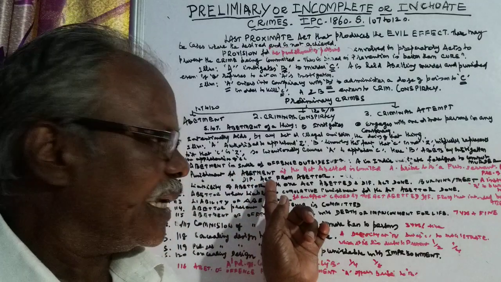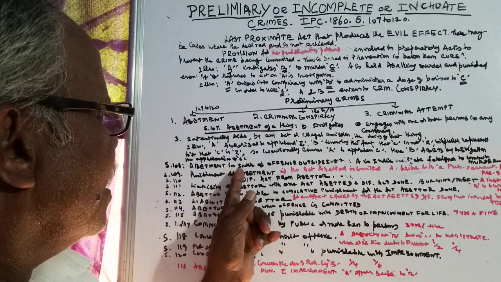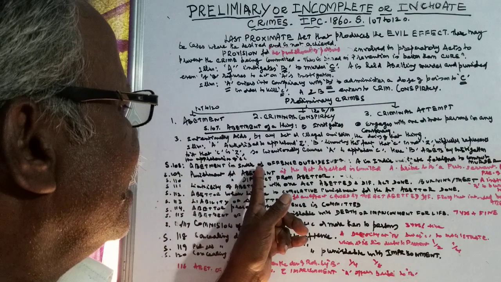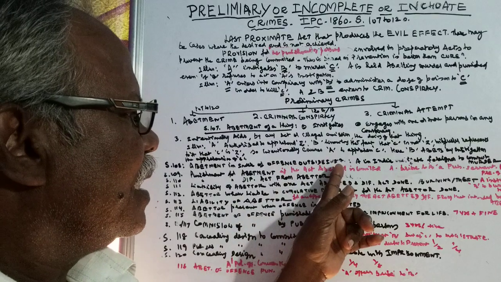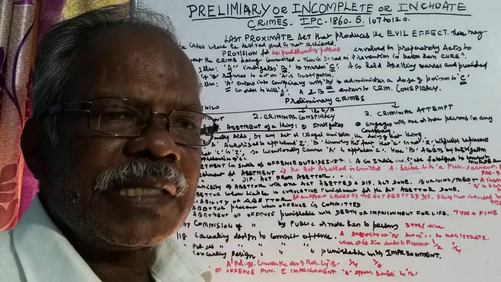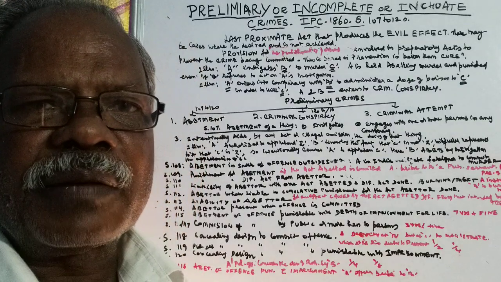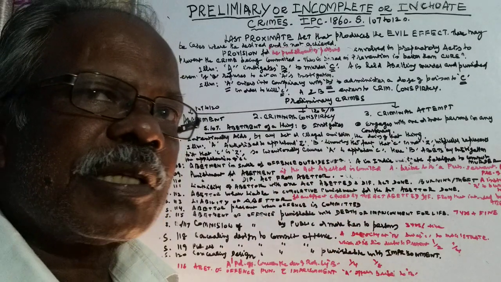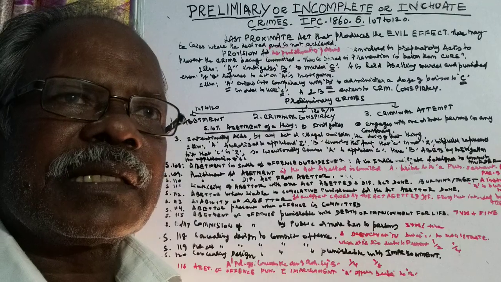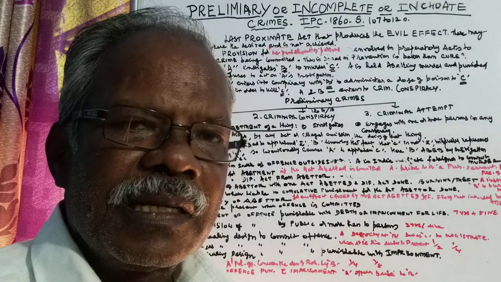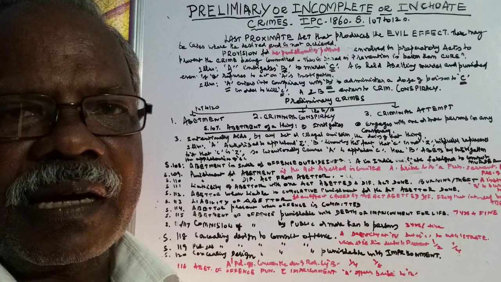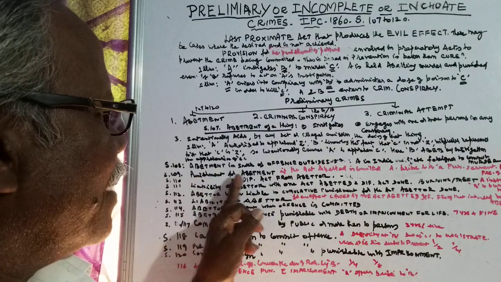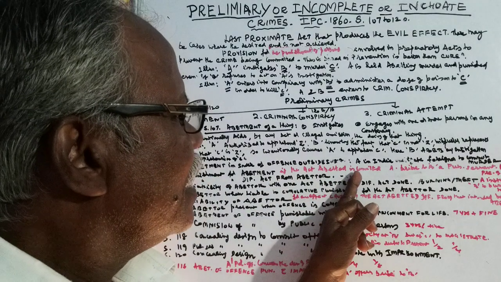Then section 108, abetment in India of offences outside India. Suppose a person in India abets a foreigner to commit murder, that comes under section 108. Suppose a foreigner is made by an Indian to commit a murder, that comes under this section. Then section 109, punishment for abetment if the act abetted is committed.